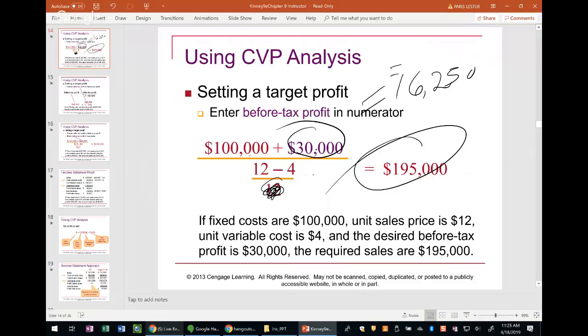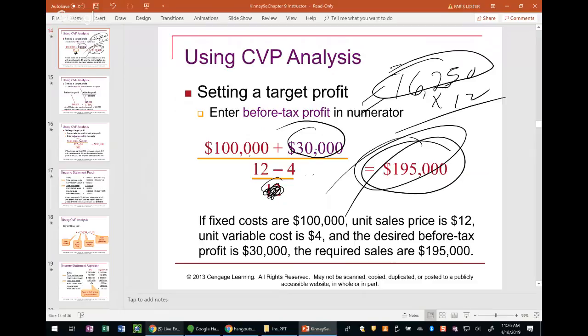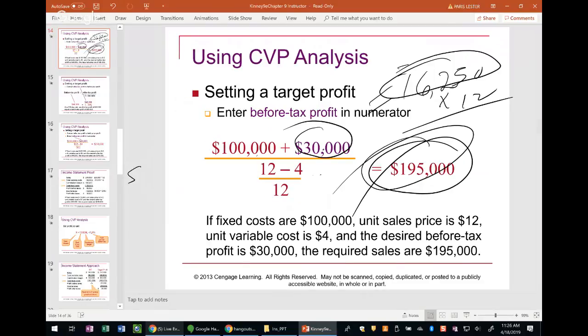Now multiply that number by the sales price, Monique, 12. Multiply 16,250 times 12. 195,000. Exactly. We did it in units here, and we did it in dollars here. Okay, now sales here is $195,000.